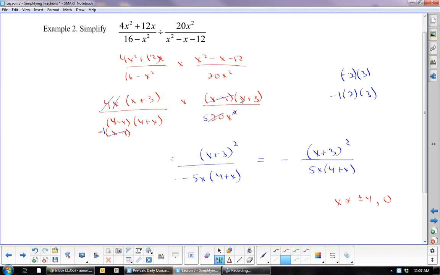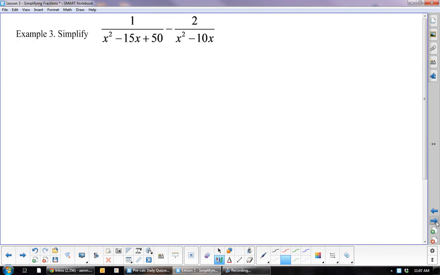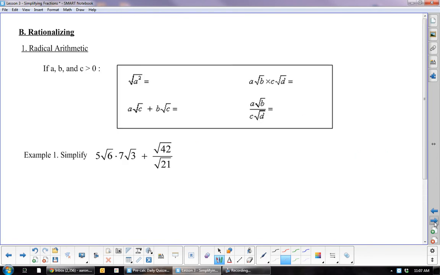Okay, so let's just skip the next example. And let's start getting into working with radicals. Okay, so let's get into rationalizing. Okay, it has a little different definition than that in the English language. Basically rationalizing is getting rid of radicals.